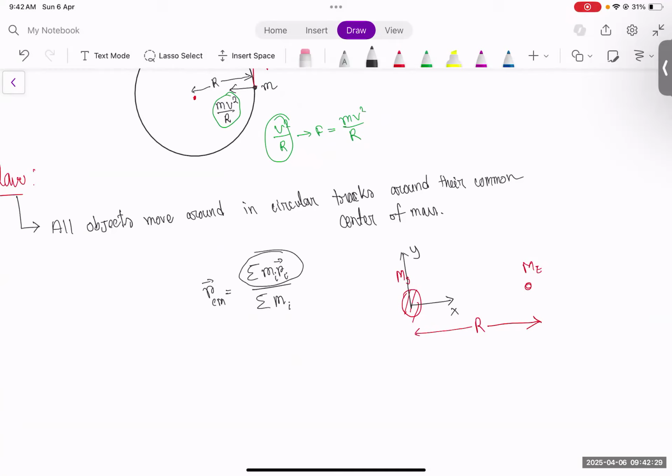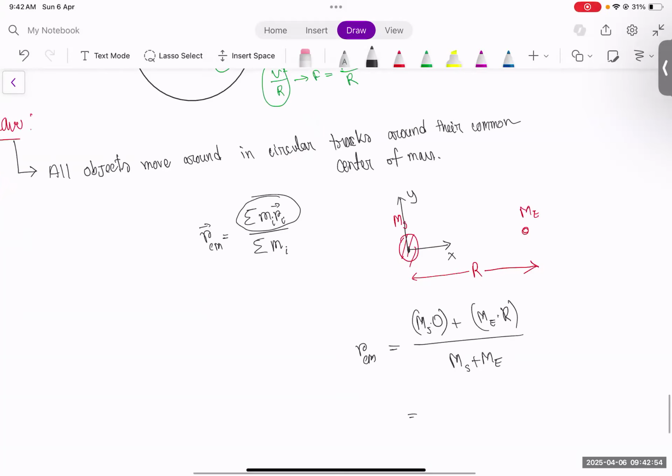In the sum above I have two masses, so the sum has two terms. One is ms, the sun's mass, times the sun's position. The sun's position is 0, just because the sun is at 0. Plus earth's mass times earth's distance, which is R. Then all of that divided by the total mass, which will be ms plus me. This will be my center of mass, which in this case just looks like me times R divided by ms plus me. So at this much distance from the sun's center, let's say this is r_cm, both the sun and the earth will move in circular tracks around this point.